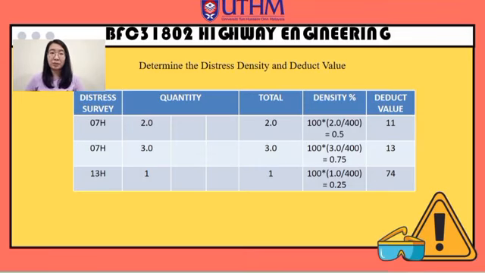For example, here the distress is 07, which is edge cracking, with high severity, H, with a length of 3 meters and a density value of 0.75. So we will get the deduct value of 13.